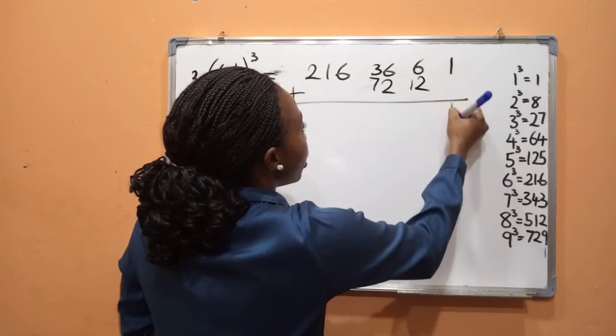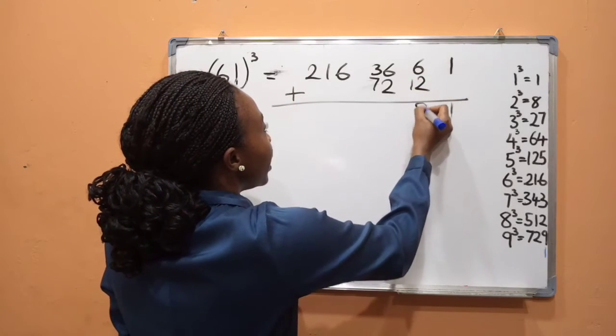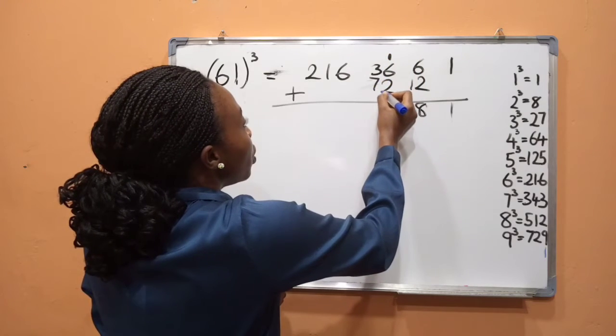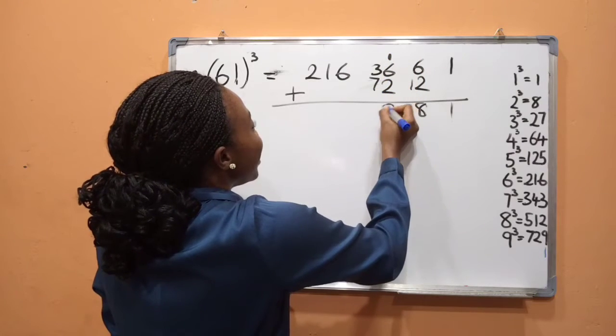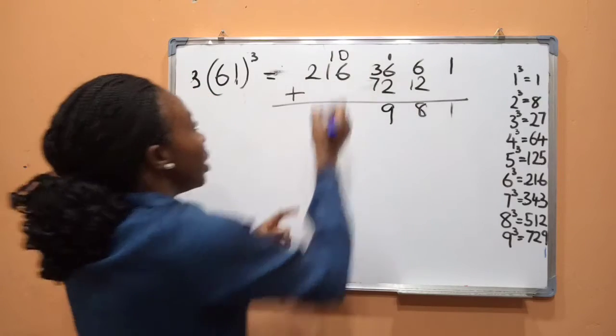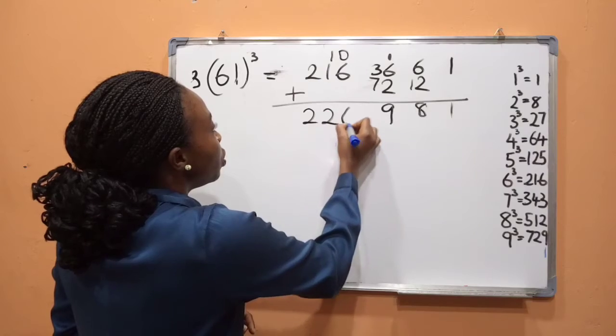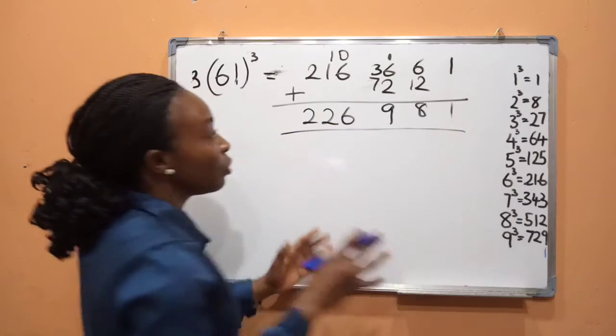You're going to have 1 plus 12 gives us 18. Write 8 and carry 1. Then you add this up, you're going to have 109. You write 9 and carry 10. By the time you say 10 plus 216, you're going to have 226. So you can see it's really simple.